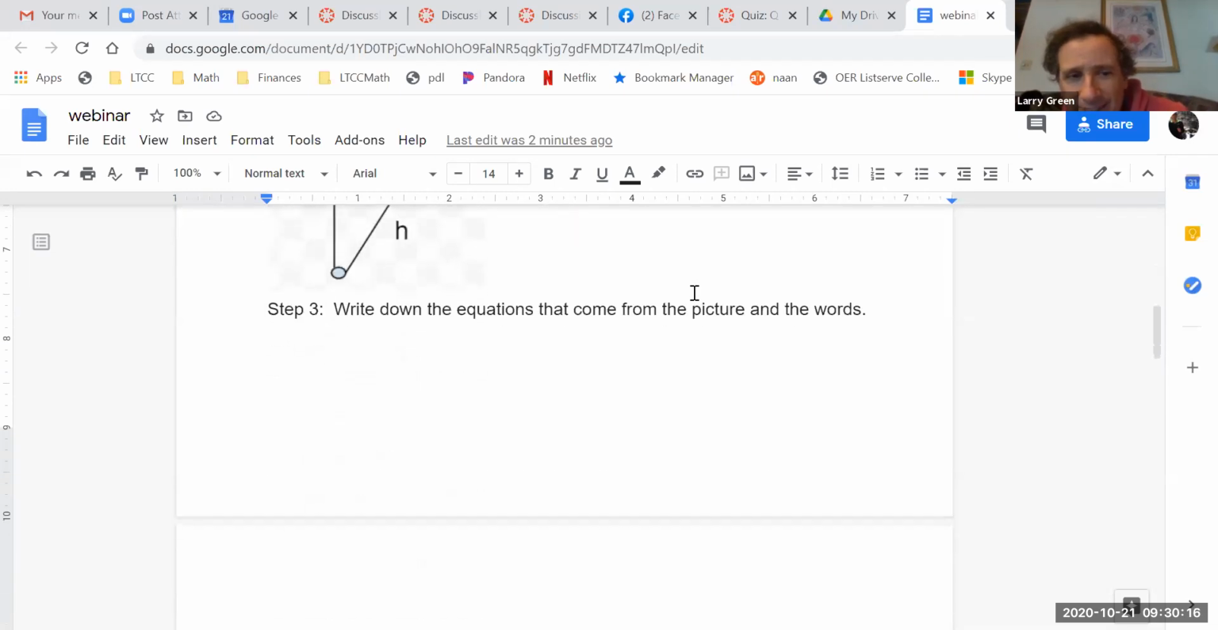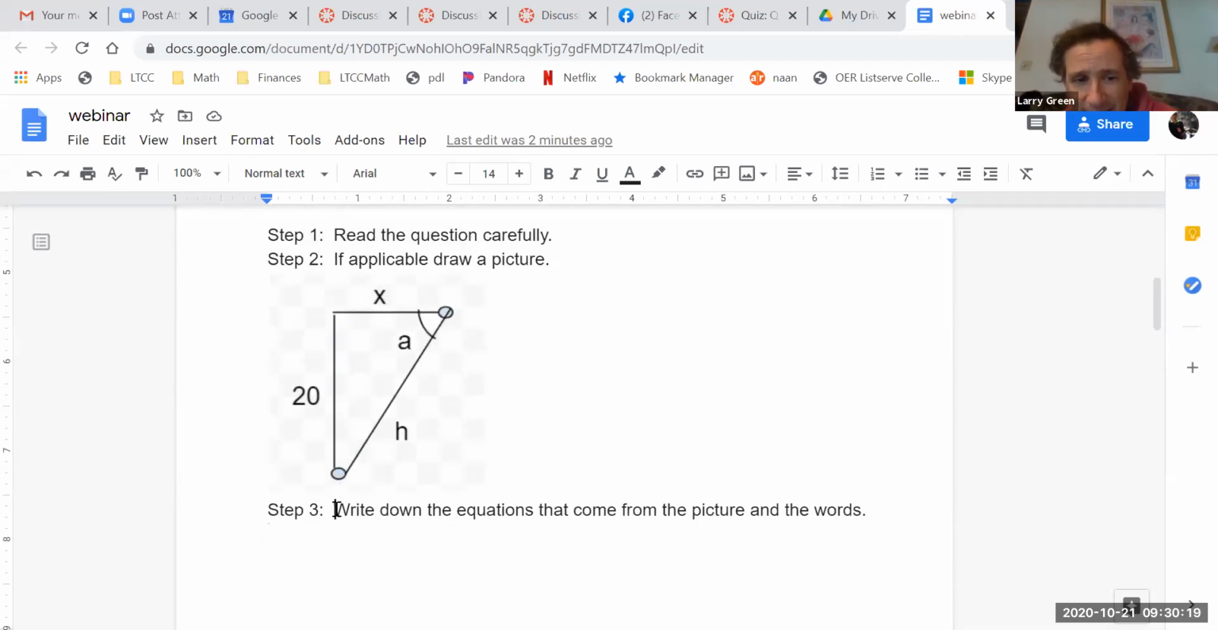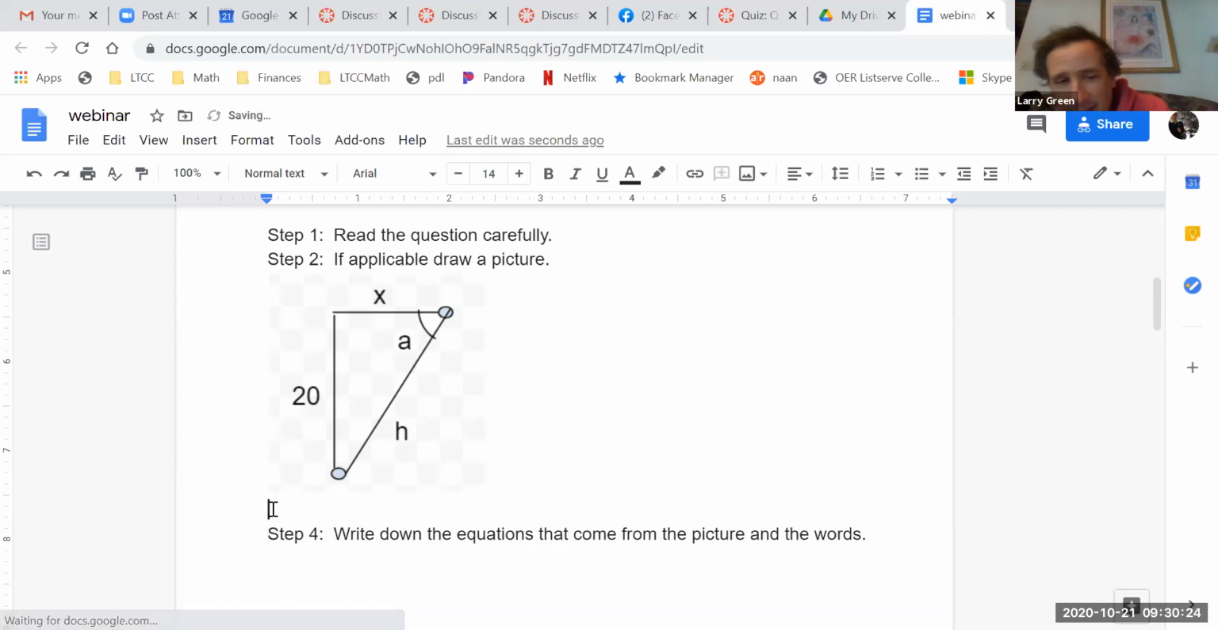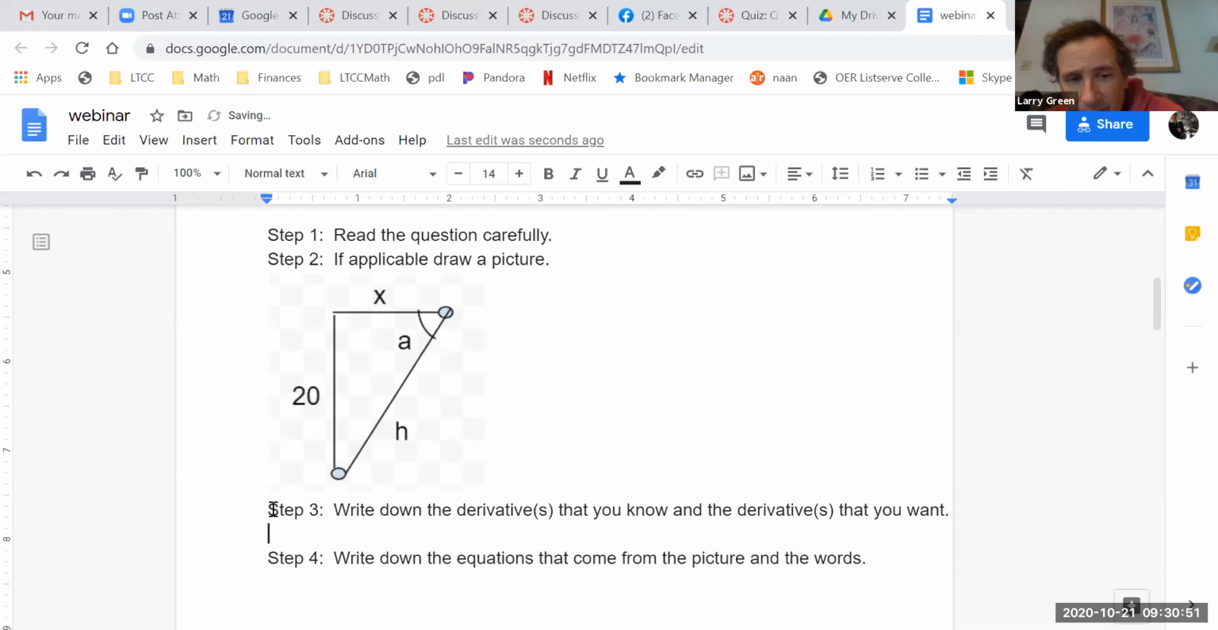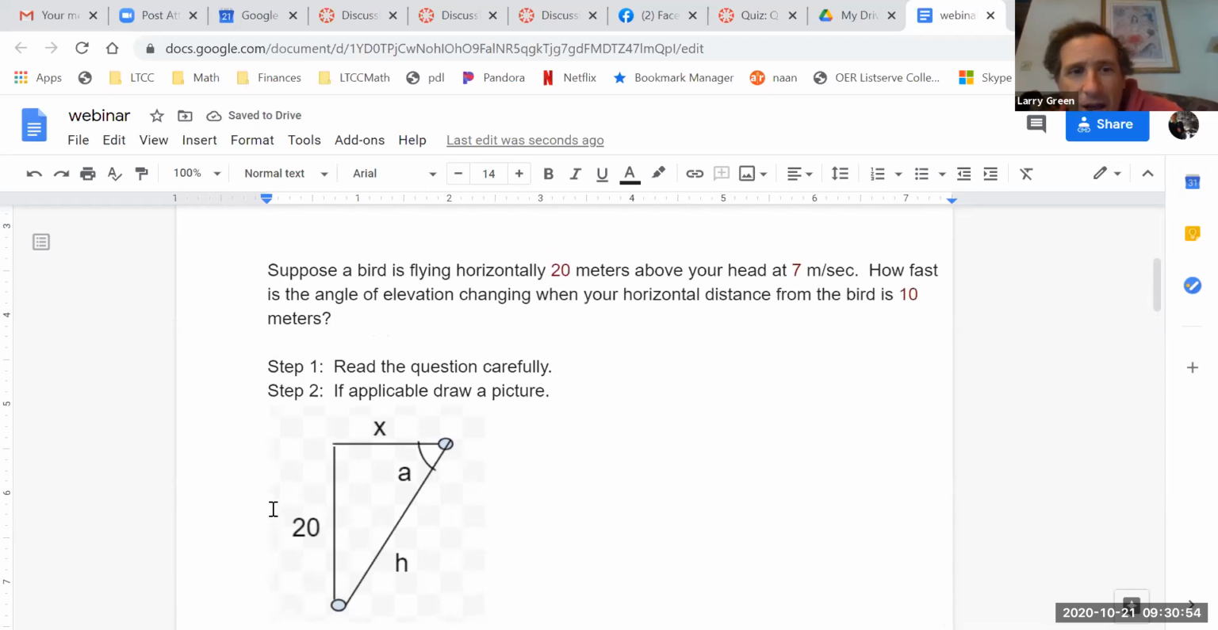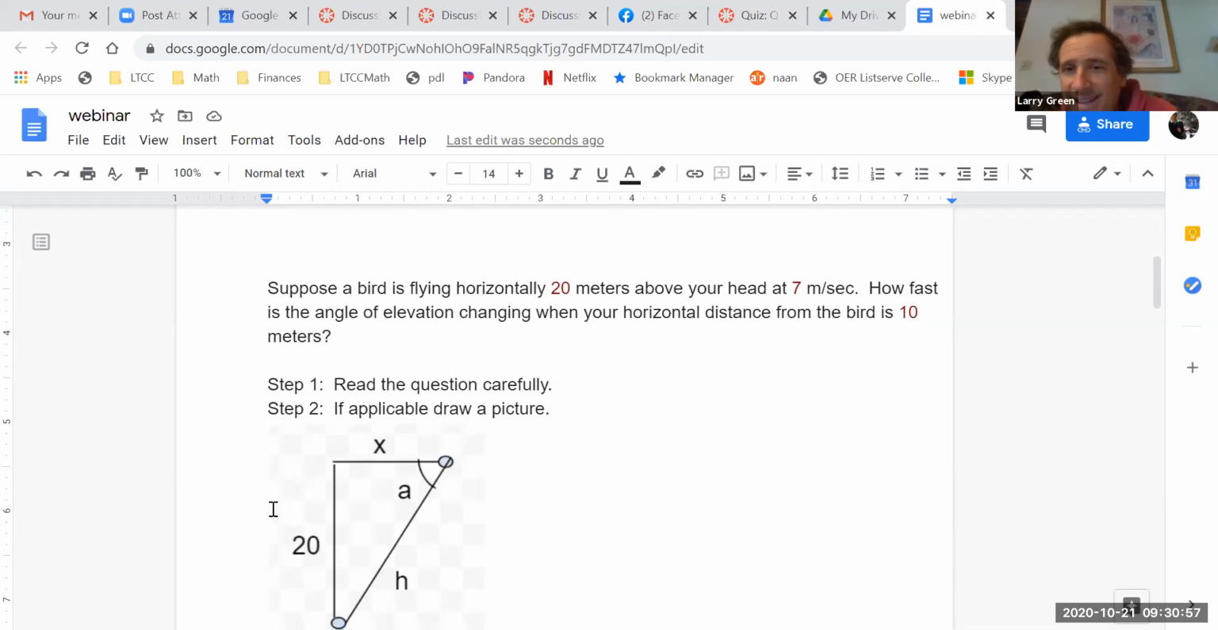And in fact, since you're not getting that, I think I'm gonna make that step 4 because you're not ready for it yet, I'm noticing. So let me go to step 3 to kind of ease you in. Step 3, write down the derivative that you know and the derivative, sometimes there'll be more than one, that you want. Okay, so the derivative that we know, it's going at 7 meters per second.